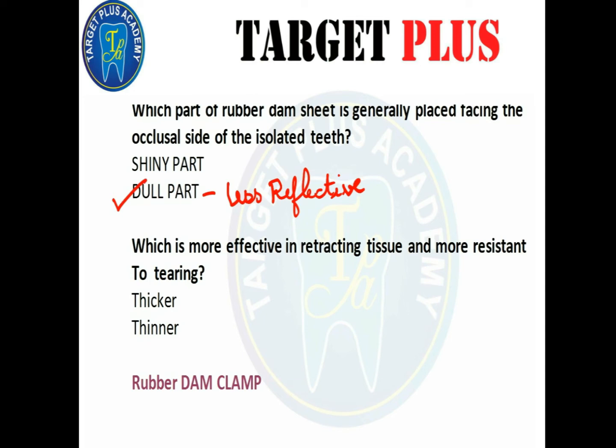Now next question, which is more effective in retracting tissue and more resistance to tearing? So it is a thicker rubber dam that is more effective in retracting the tissue and more resistance to tearing. So answer will be thicker.